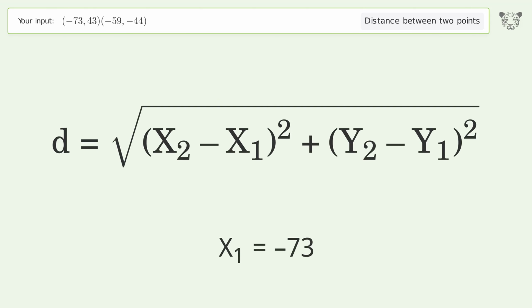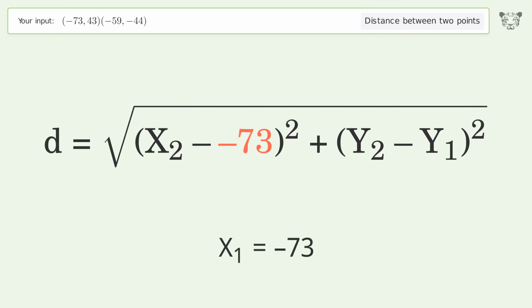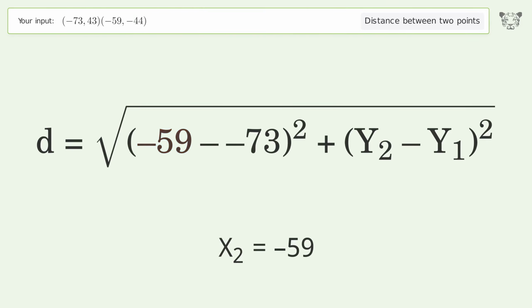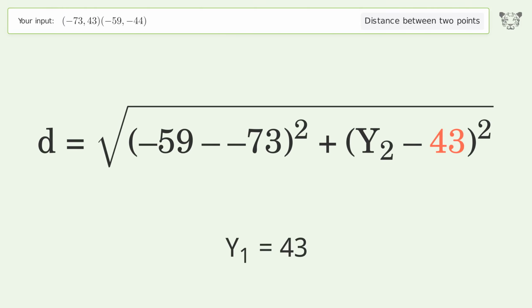x1 equals -73. x2 equals -59. y1 equals 43. y2 equals -44.